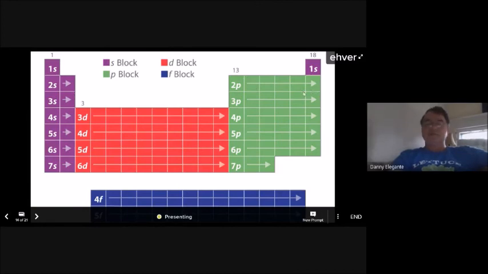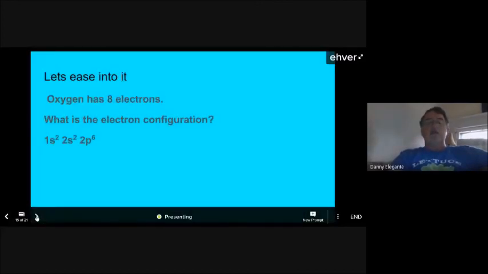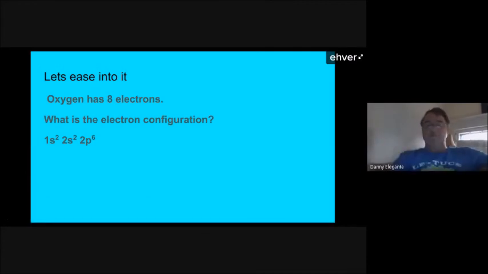2p will hold 6. However, we can't hold 6 because notice I made a mistake down here. 2 plus 2 plus 6 is 10, and oxygen only has 8 electrons. So I can't spend 10 electrons. I'm not a congressperson, right? So 2 plus 2 is 4. That means this 2p6 right here should be 2p4. So you fill them up. You start at 1s, and then you go to 2s, and then you go to 2p. And if we fill up the 2p, then we would continue on to the 3s, etc., etc.